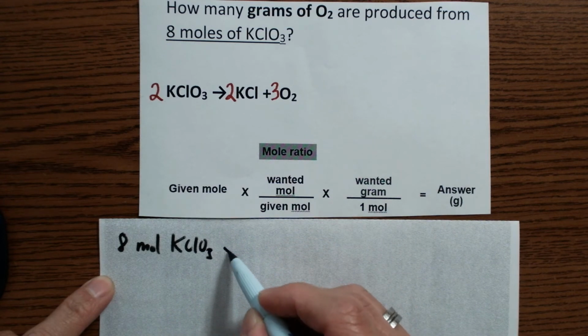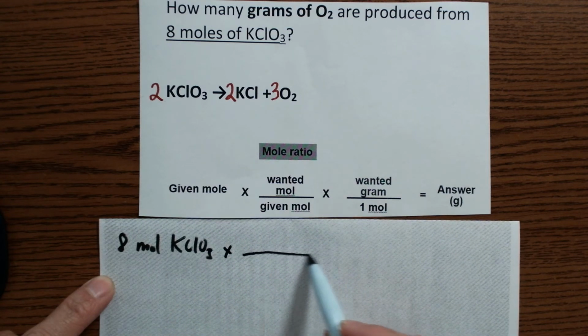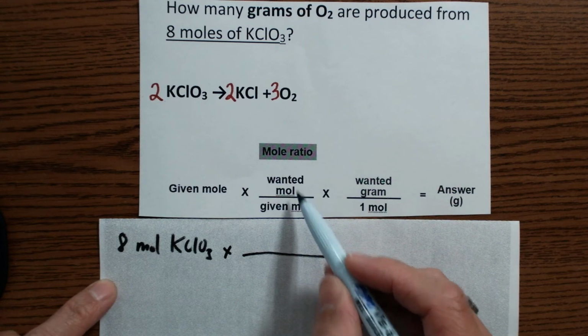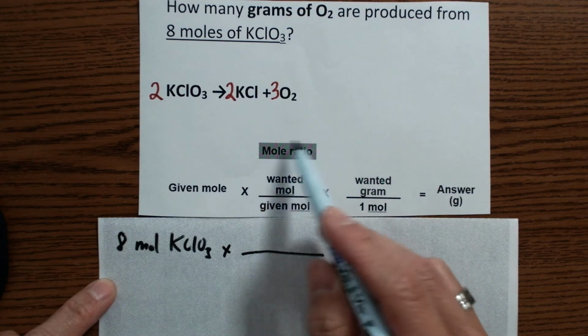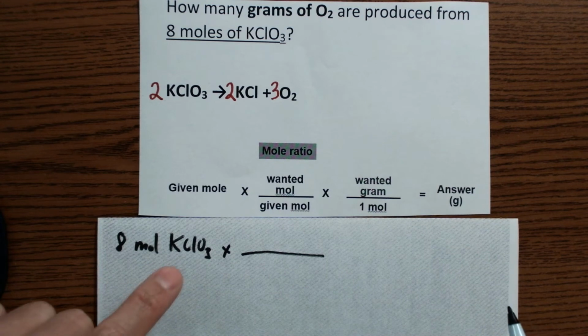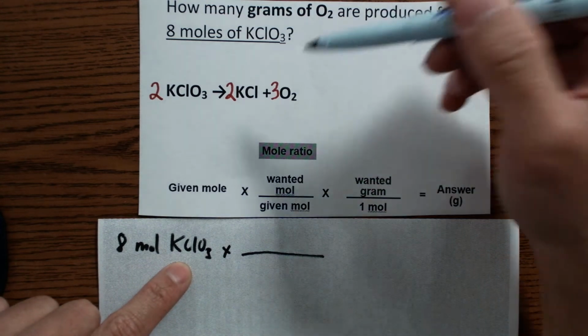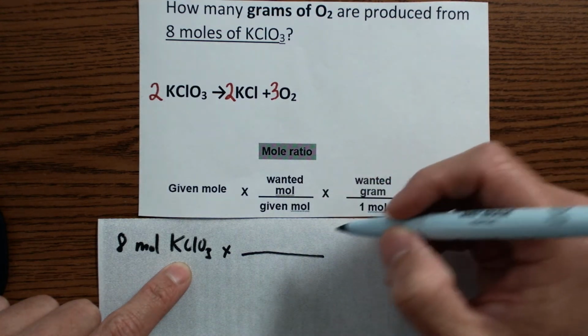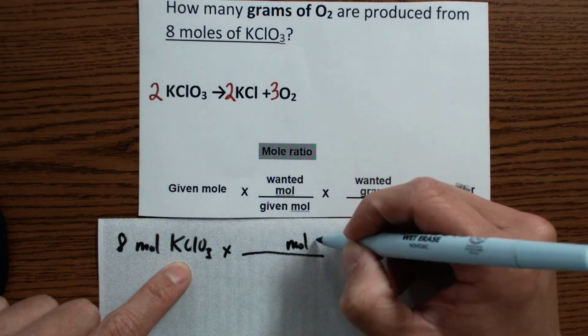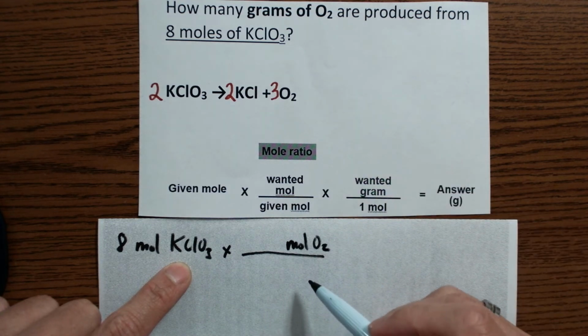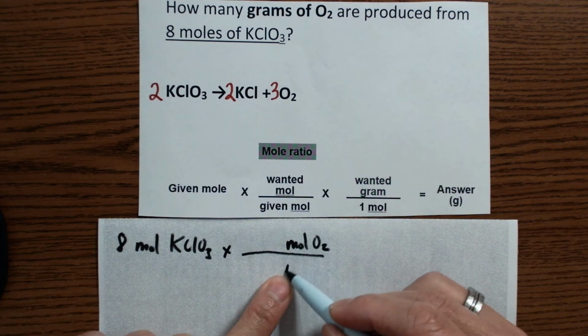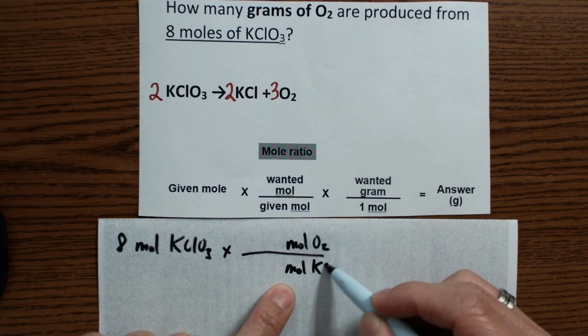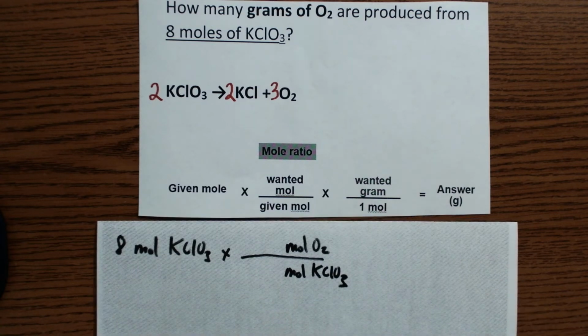The next step is to multiply the wanted mole over the given mole. This is your mole ratio, because from here we have to convert KClO3 into oxygen. So my wanted mole is going to be oxygen, and my given is KClO3. That's how you set up the mole ratio in terms of the unit.